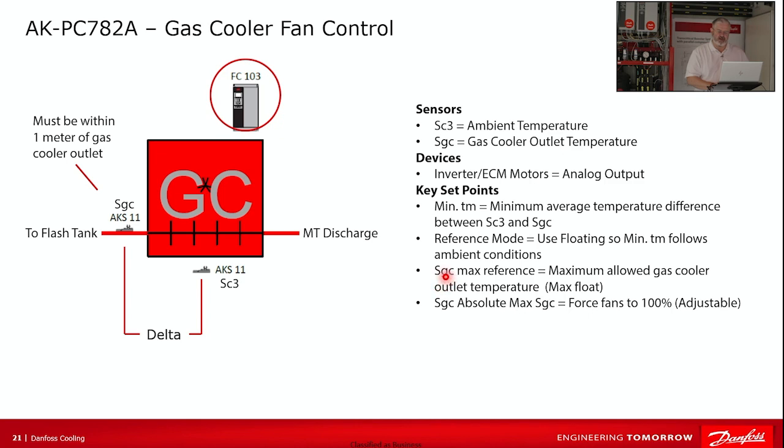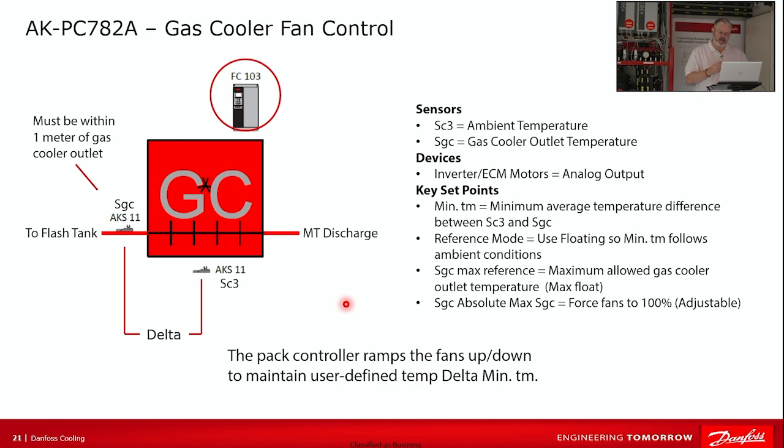We have a gas cooler maximum reference, which means it won't let you float above a certain percent if it gets too high. And then what some people refer to as fast recovery, our version of fast recovery is our absolute max. If you hit that temperature at the outlet of the gas cooler, it forces the fans to 100%. Another feature of the absolute max setting, it can shut down compressors if it needs to. It'll do what needs to be done to regain the high side of the system. So basically, the pack controller ramps the fans up and down to maintain a difference.